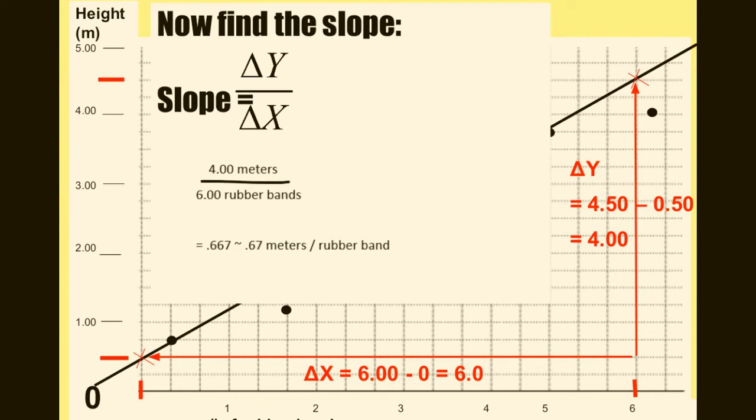If you paid attention, on the y-axis, they were measuring the height in meters, and on the x-axis, they were measuring how many rubber bands it took for this observation or lab data.